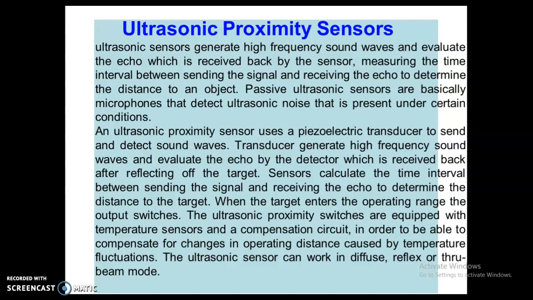Now in most cases, these ultrasonic proximity sensors are equipped with temperature sensors and a compensation circuit in order to enable compensation for changes in operating distance caused by temperature fluctuations. And these sensors can work in diffuse reflex or true beam mode.